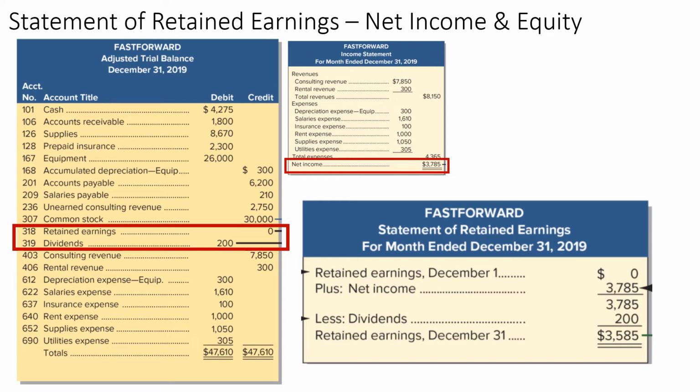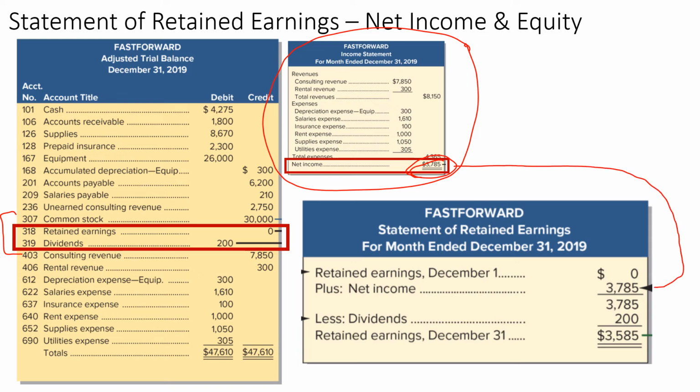So now with the statement of retained earnings, this is primarily a statement of equity. So remember, retained earnings is an equity balance. So we look at our adjusted trial balance and we look at the equity accounts. So primarily we're looking at retained earnings and dividends. So this is where I'm just reminding you of what the income statement looks like that we've already prepared. Remember, we calculated the net income here. We have to bring the net income from the income statement into the statement of retained earnings, since net income affects retained earnings.